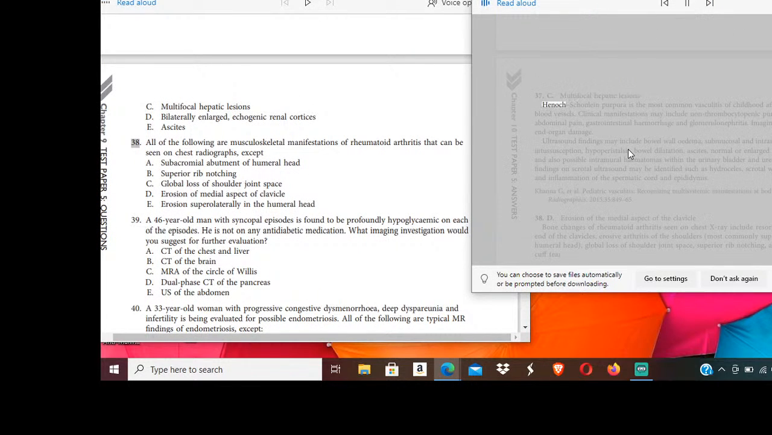C. Multifocal hepatic lesions. Henoch-Schönlein purpura is the most common vasculitis of childhood, affecting small blood vessels. Clinical manifestations may include non-thrombocytopenic purpura, arthritis, abdominal pain, gastrointestinal hemorrhage, and glomerulonephritis. Imaging is useful to depict end organ damage.